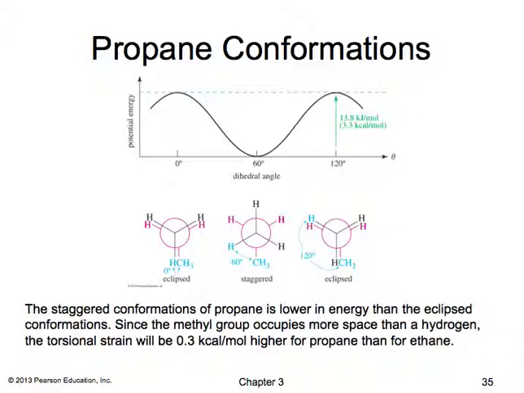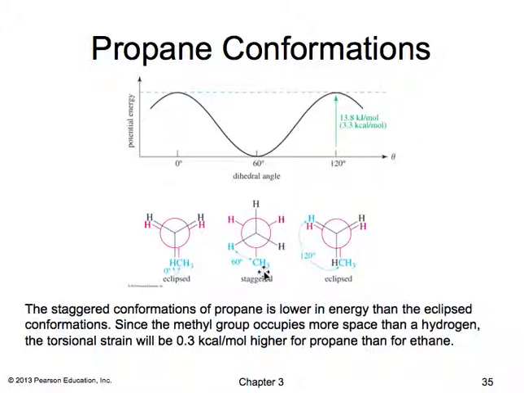If we look at propane conformations and try to draw a potential energy diagram for the conformations, we have the starting conformation being eclipsed. That starting conformation is now 3.3 kcal per mole, a little bit more than 3.0, because now we have a methyl group, and that methyl group has hydrogens jutting out, so you're going to see steric interactions.